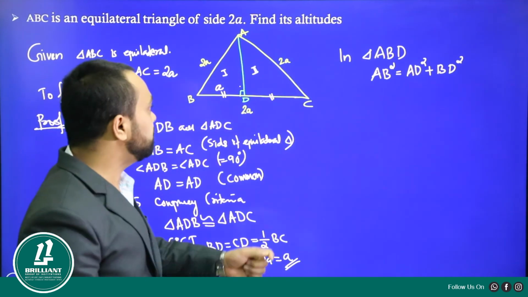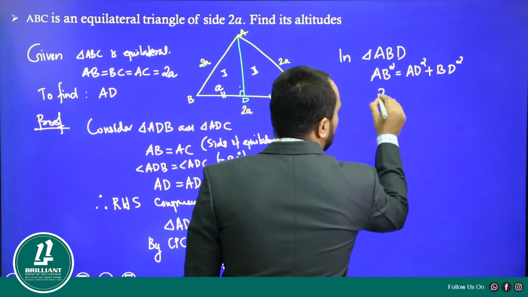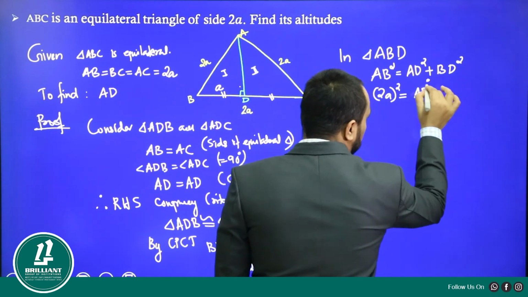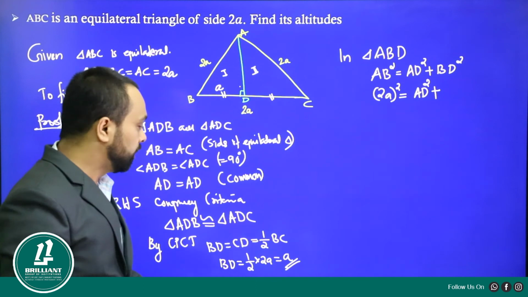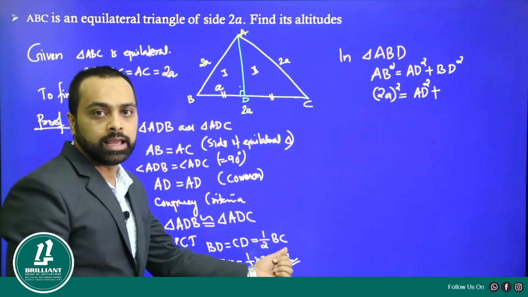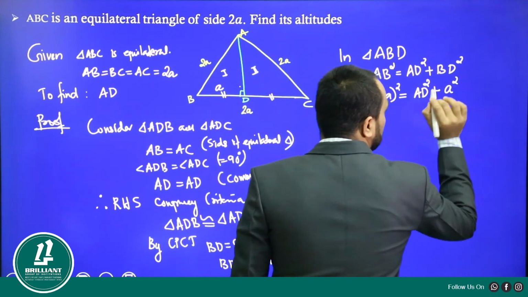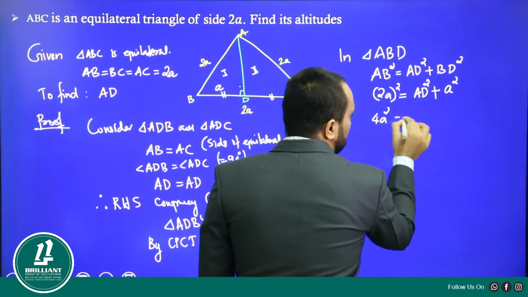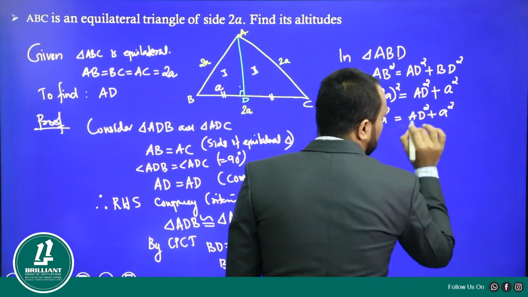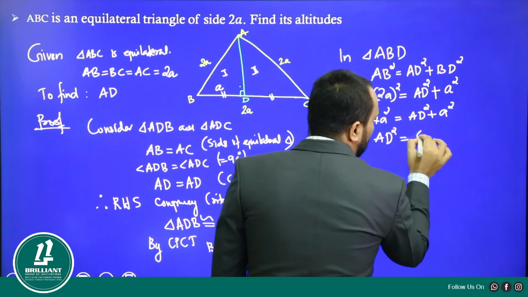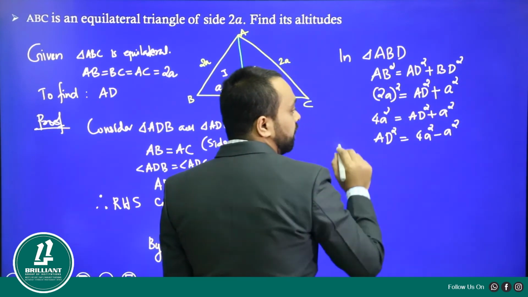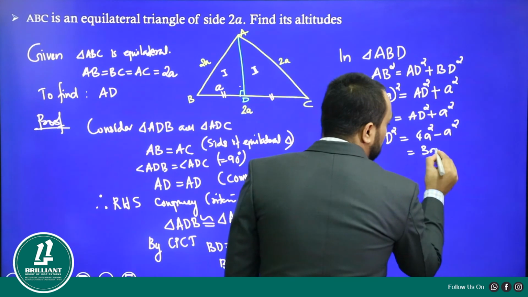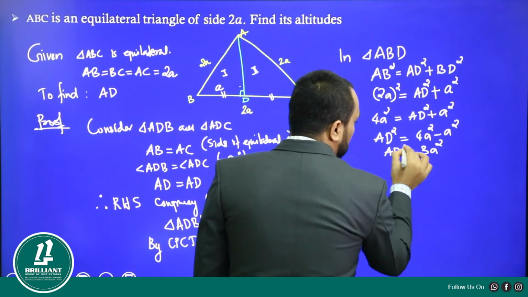What is AB? AB is given as 2A. So it will be 2A the whole square is equal to AD square, since we don't have the measurement of AD, that is what we have to find out, plus BD square. What is BD? By congruency we already proved that BD is equal to A. So it will be A square. So transposing, 2A the whole square becomes 4A square, which is equal to AD square plus A square. Therefore AD square is equal to 4A square minus A square, which is 3A square.